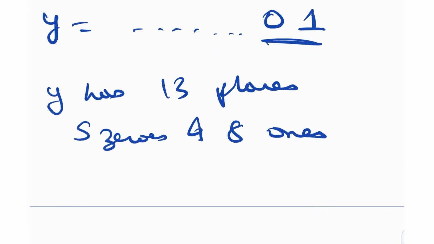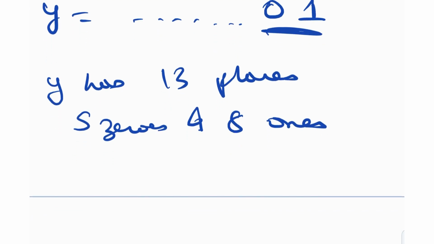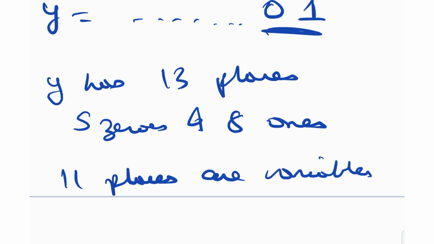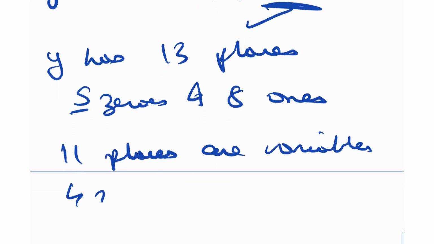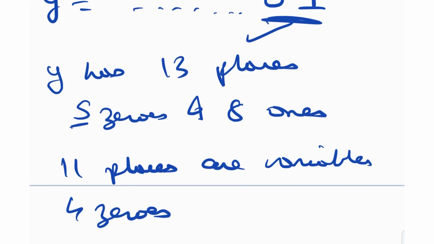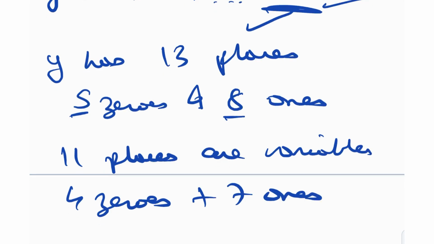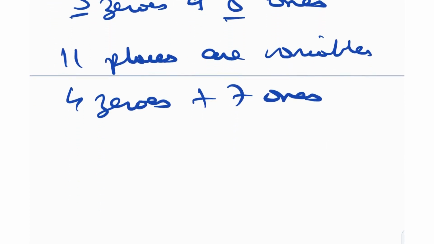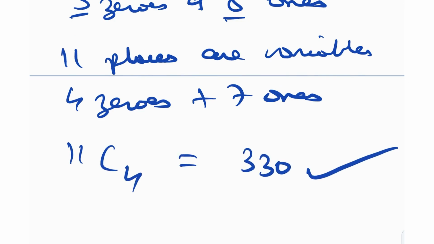Well, 2 are fixed, right? Out of them, 11 places are permutable, or let's say variable. And these 11 places will have 5 minus 1, 4 zeros, because we have 1 zero over here. And similarly 8 ones, but we have 1 already fixed, so 7 ones. Well, 11 places, 4 zeros. How many ways are there to do that? It's obviously 11C4, which so happens to be 330, and that is our answer.